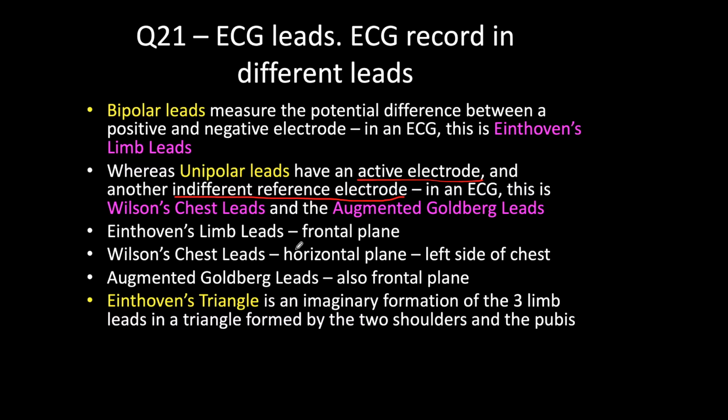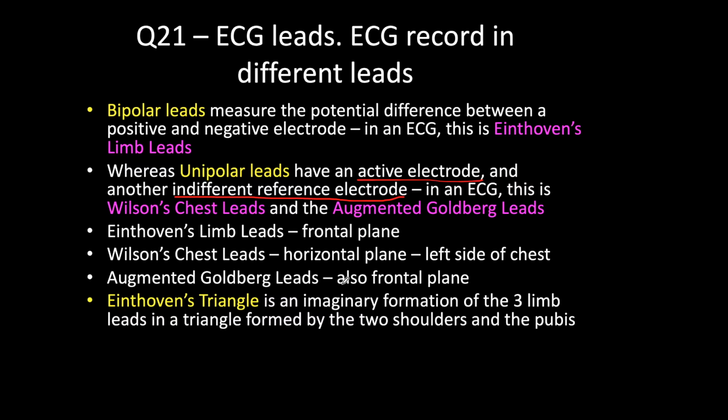Essentially what all these leads do is allow you to look at the heart from different planes. The Einthoven's limb leads and the augmented Goldberger leads can help you look at the heart from a frontal plane. That is, if you chop me in half, you separate me between anterior and posterior halves, if you understand. Wilson's chest leads are in a horizontal plane, and they're usually on the left side of the chest, these chest leads.